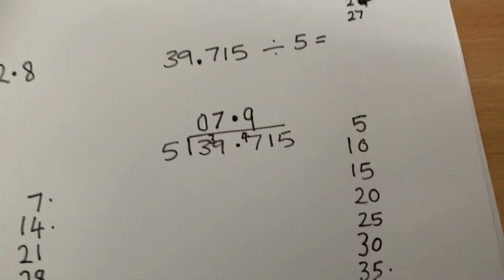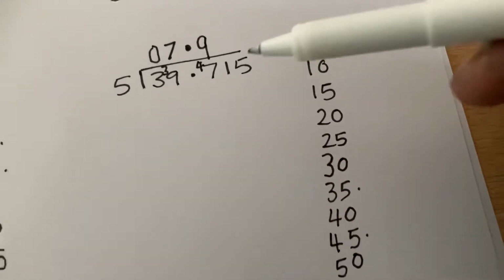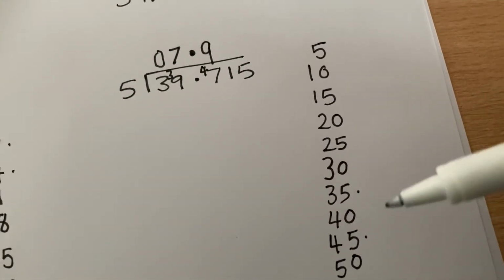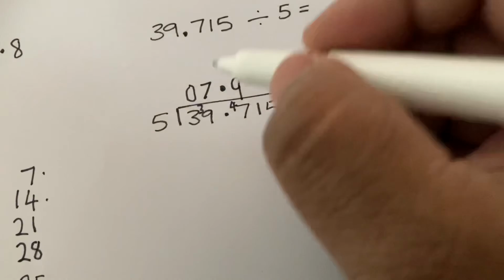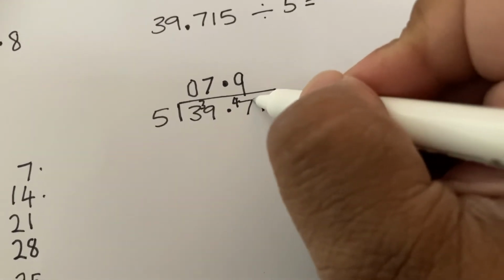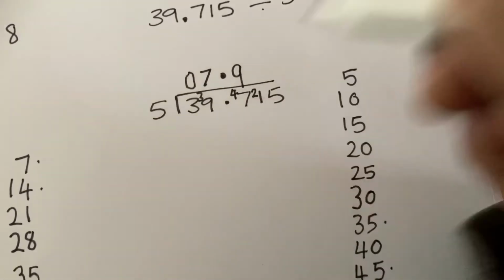Okay, and how many left over from 45 to 47? Put 45 in my head. 46, 47. That's 2 left over. So I'm going to carry the 2 on next to the 1. So I've got 21 there.